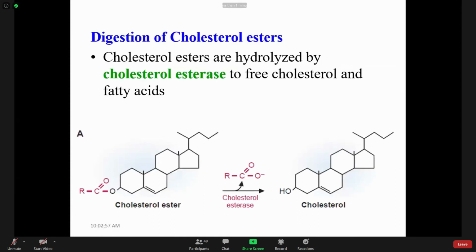Next is the digestion of cholesterol ester. This takes place in the small intestine. The cholesterol ester present in food is directly transported to the small intestine, where the specific enzyme responsible for hydrolyzing it is present. That enzyme is cholesterol esterase, which is secreted by the pancreas along with pancreatic lipase, and it converts cholesterol ester to free cholesterol.